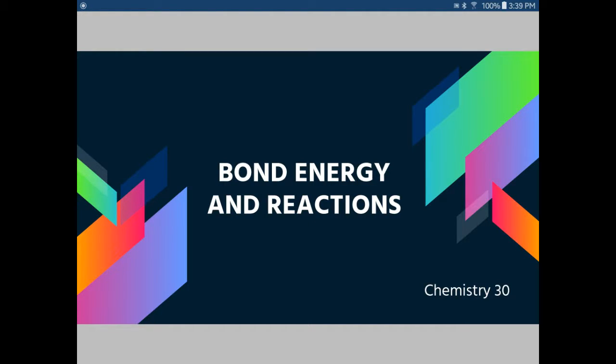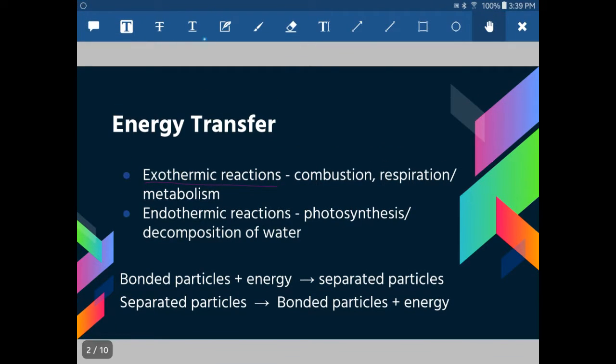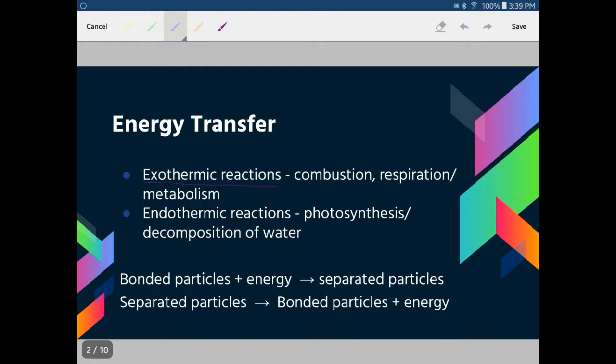We are going to now take a look at bond energy and reactions, which is the last portion of our thermochemistry unit. So in energy transfer, we know that exothermic reactions are reactions that produce energy. These are things like combustion and cellular respiration or metabolism. And we have endothermic reactions, which require energy to go forward, and they are reactions such as photosynthesis or decomposition of water, anything like that.